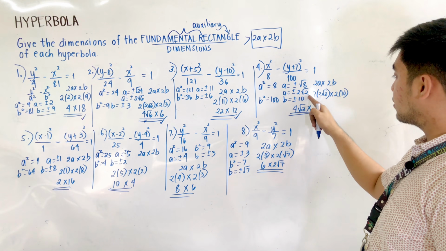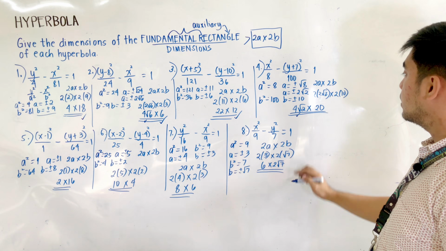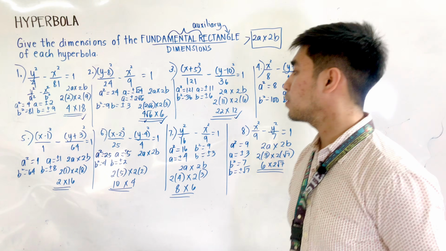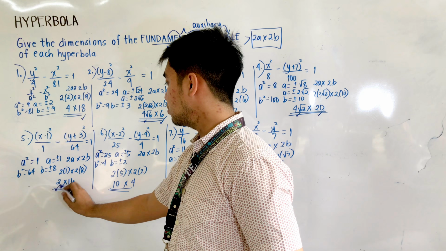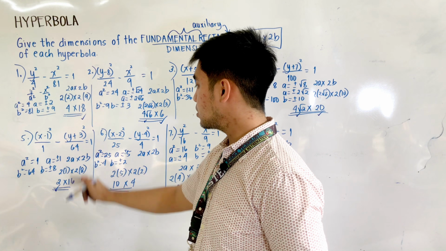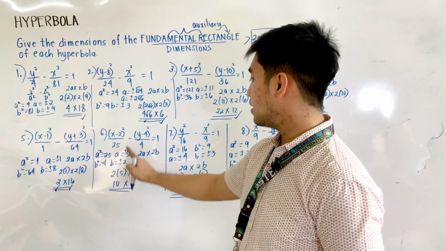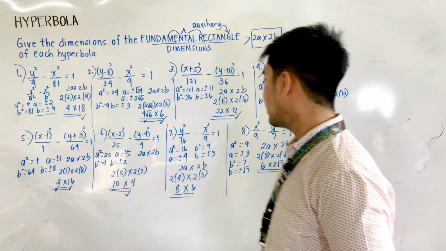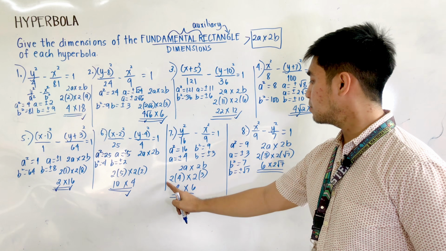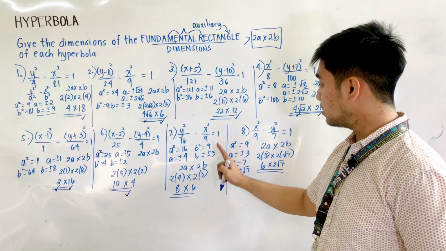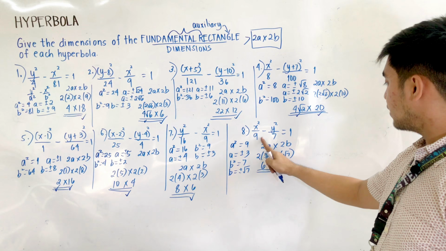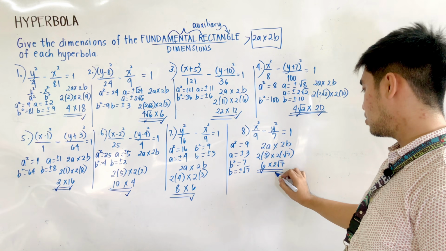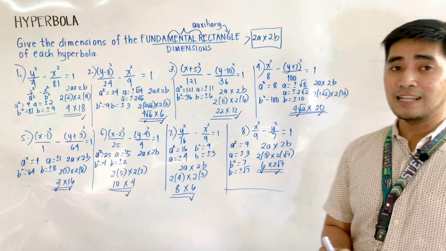Square root of 8 is 2 square root of 2, times 2 is 4 square root of 2. Square root of 100 is 10. 10 times 2 is 20. Therefore, that is correct. Square root of 1 is just 1. 2 times 1 is 2. Square root of 64 is 8. 8 times 2 is 16. Square root of 25 is 5. 5 times 2 is 10. Square root of 4 is 2. 2 times 2 is 4. This is correct. Square root of 16 is 4. 4 times 2 is 8. Square root of 9 is 3. 3 times 2 is 6. Square root of 9 is 3. 3 times 2 is 6. Square root of 7 times 2 is just 2 square root of 7. Therefore, all of our answers are correct.